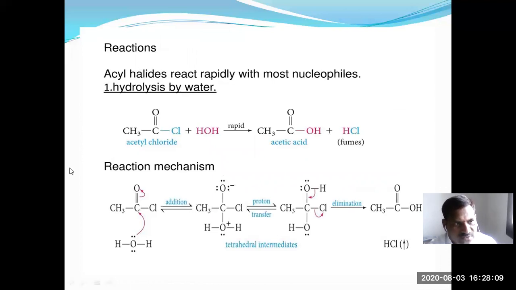So, reactions of acid chlorides. First, the hydrolysis reaction. Acid chloride undergoing the hydrolysis reaction gives the carboxylic acid. The example is acetyl chloride undergoing a hydrolysis reaction very fast, or rapidly, giving acetic acid and HCl.